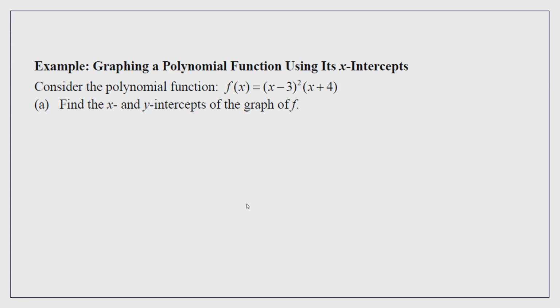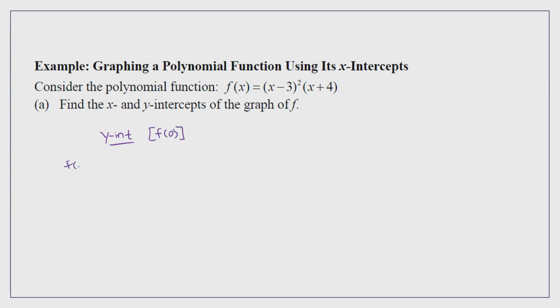So now let's apply this knowledge to graphing polynomial functions. We're going to consider this polynomial function f of x equals the quantity (x minus 3) squared times (x plus 4). We are first going to find the x and y intercepts of the graph of f, because it's the intercepts that tell us our intervals. So let's first find our y-intercept. To find the y-intercept, we are going to evaluate our function at 0.